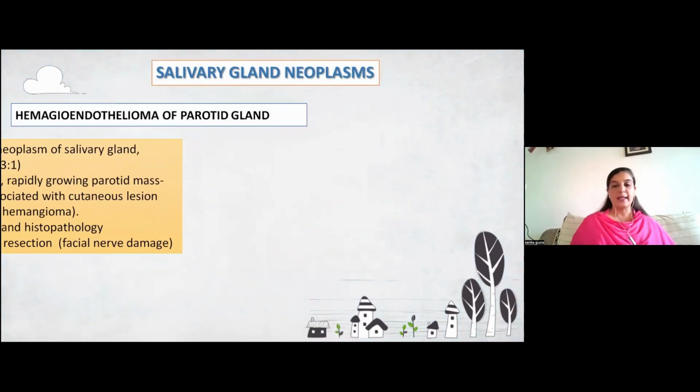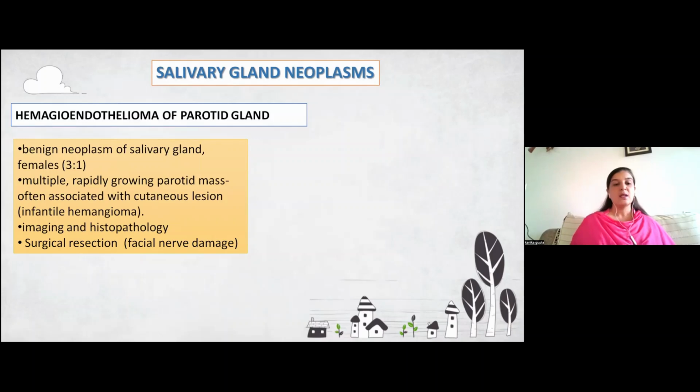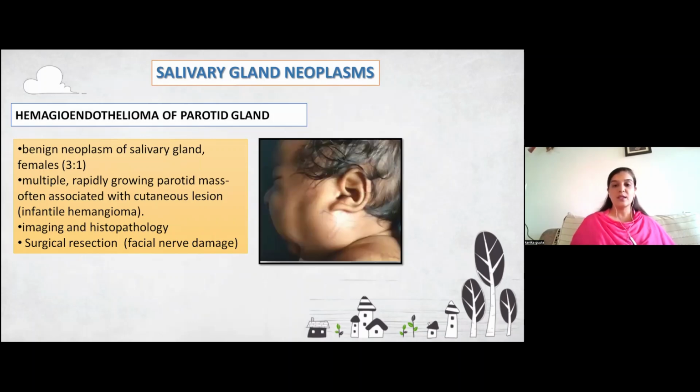Hemangioendothelioma of the parotid gland. This has a female predilection, three times as compared to the male. These are multiple rapidly growing parotid masses, often associated with some cutaneous lesions. But the major involvement is the facial nerve. It leads to damage to the facial nerve. Again, the diagnosis is based on histopathological and imaging techniques. Surgical resection is the treatment of choice for such tumors.